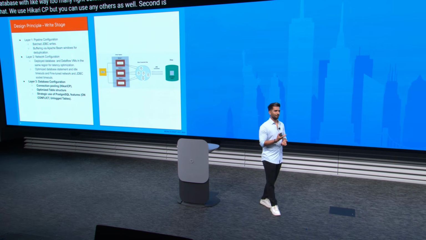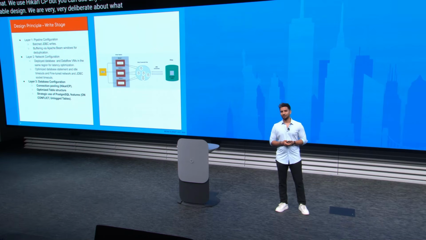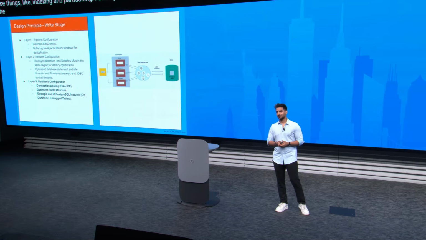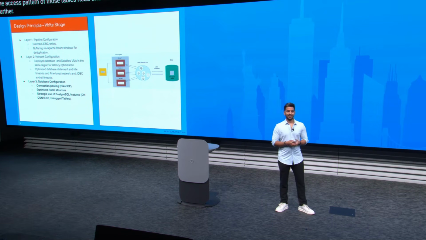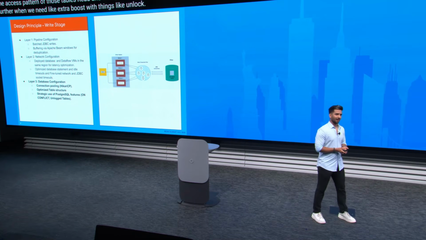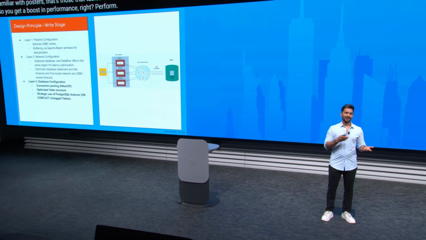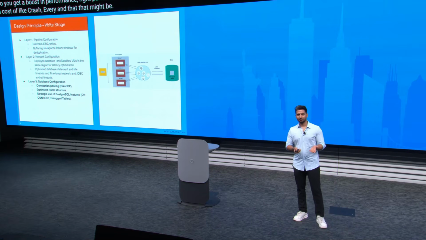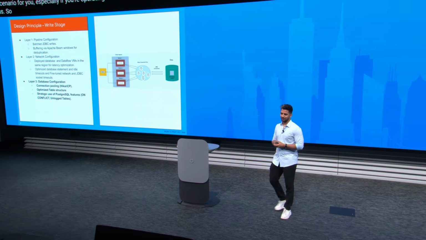Second is table design. We are very deliberate about what kind of table design we use. Things like indexing and partitioning are usually based on the access pattern of those tables, read and write. We also go a step further when we need an extra boost with things like unlogged tables. If you're familiar with Postgres, those are tables that avoid write-ahead logs, so you get a boost in write performance, but that comes at a cost of crash recovery. That might be an acceptable scenario for you, especially if you're operating a Lambda architecture like us. So that's something to consider.